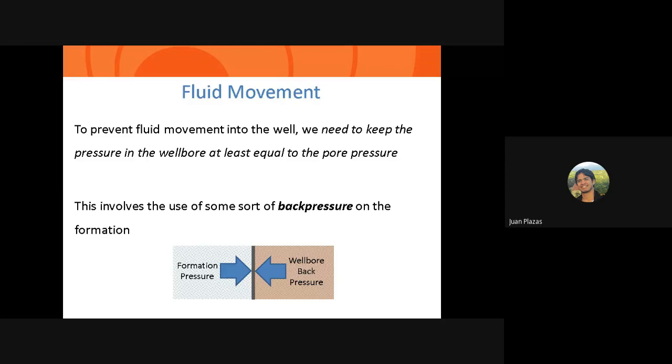Okay, so my friends, let me go back to here. What we have here is formation pore pressure, and we need to maintain the formation fluids in the formation. So we need to apply some sort of back pressure to keep these formation fluids here. This back pressure is known as the borehole pressure. So this borehole pressure should be at least equal to or greater than formation pore pressure. That's the way we maintain these formation fluids in place.